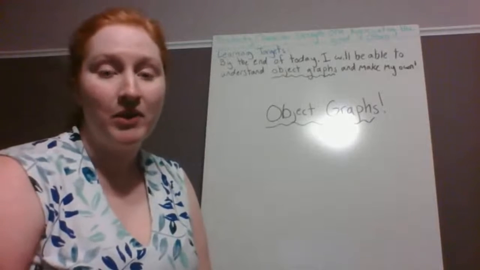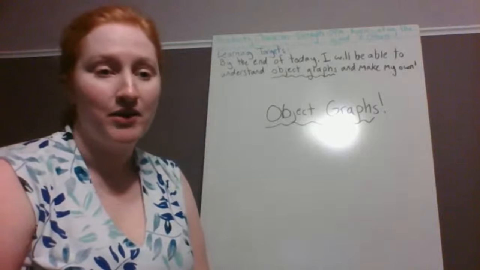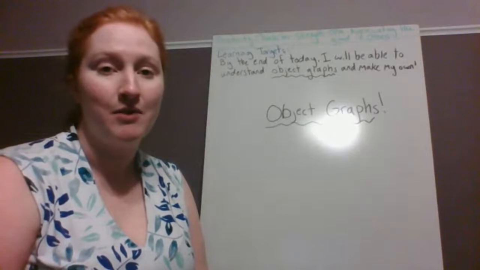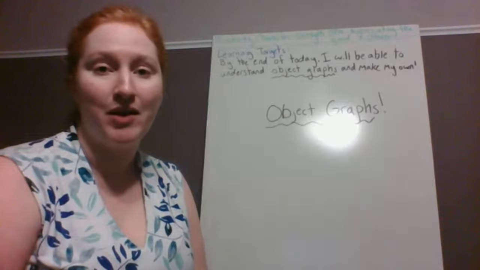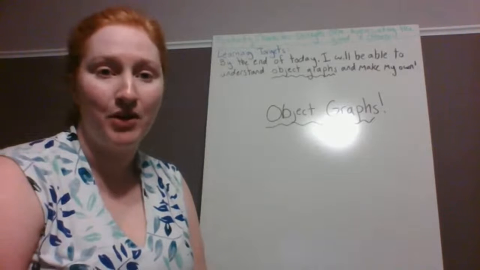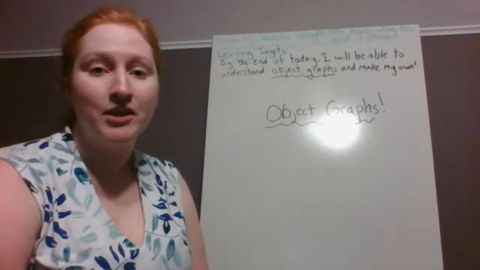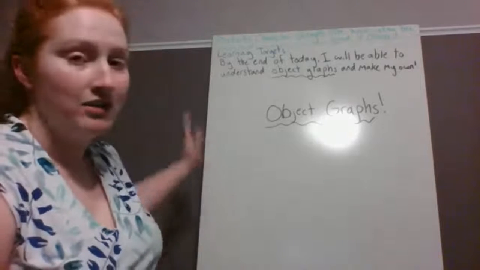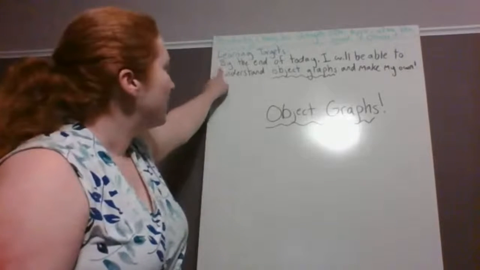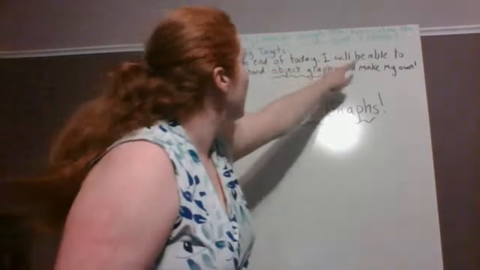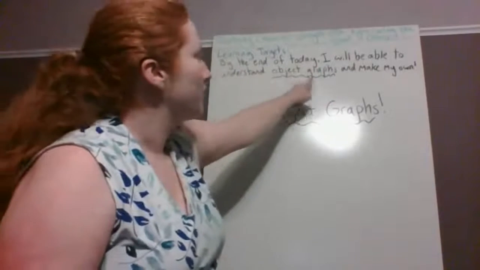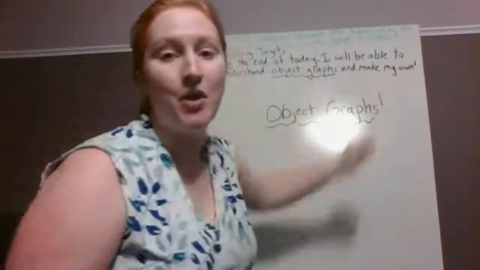Now, I know my class is familiar with some graphs when we do our weather. We track every day. We look at the window and see what the weather is, and we make our bar graph about weather. So a bar graph is a sample of a graph. And the graph we're going to learn today is called an object graph. So our learning target is posted up here. By the end of today, I will be able to understand object graphs and make my own.